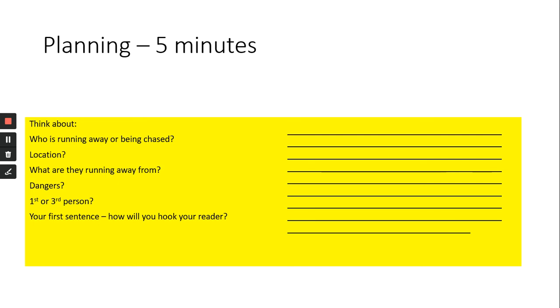You need to decide whether you're going to write in first or third person. And then your first sentence, I want you to really, really craft this sentence. How are you going to hook your reader? If we think about the example from Suzanne Collins, she started off with those 2 short sentences to drag us in there. So I want you to really, really think about that first sentence. How can you make it really exciting? And remember, no zombies. So 5 minutes to plan, so you need to pause the video.